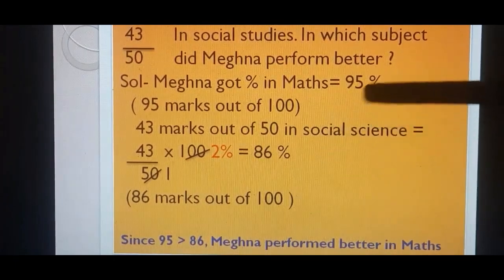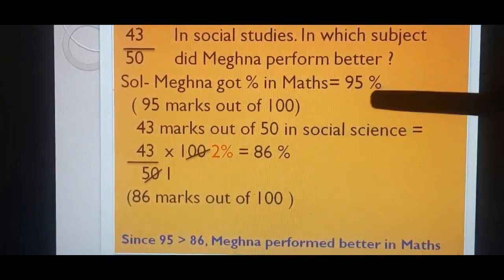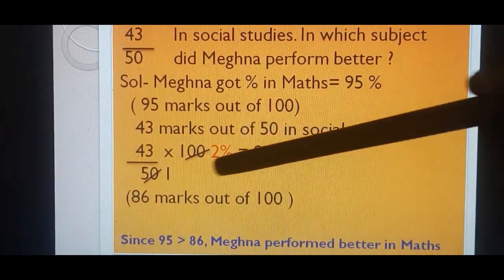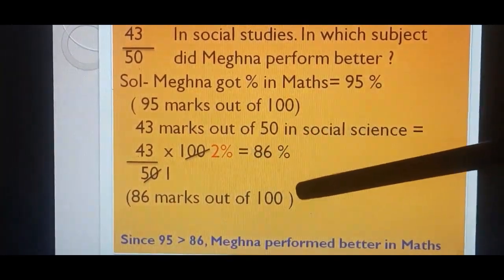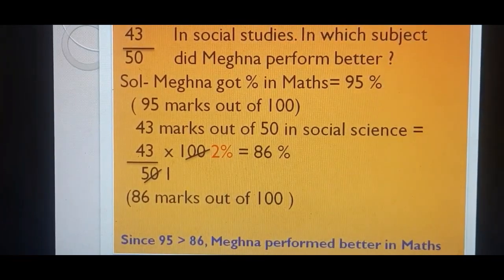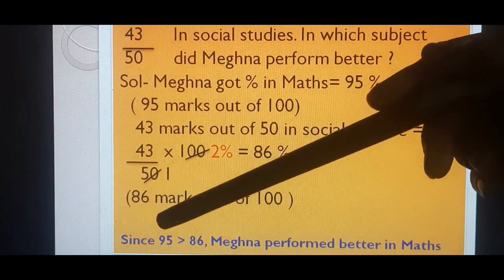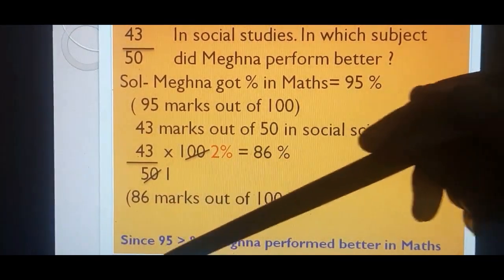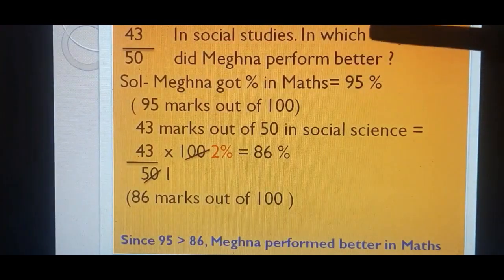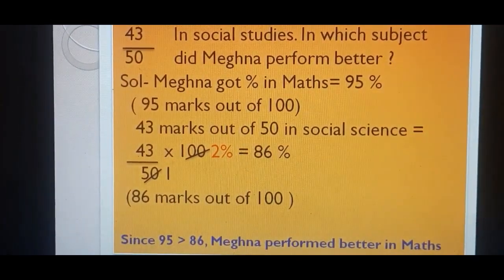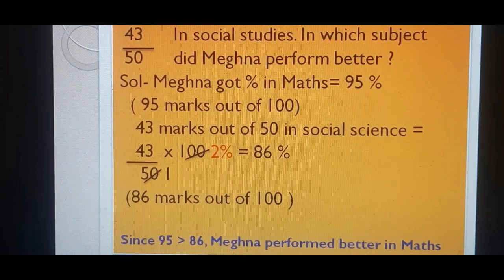Now have you seen, we have got the percentage for both the subjects. Now we can do the comparison easily. 86% means 86 marks out of 100 and 95 marks out of 100. So since 95 is greater than 86, and 95 marks Megha has got in maths, Megha performed better in maths. Understood?